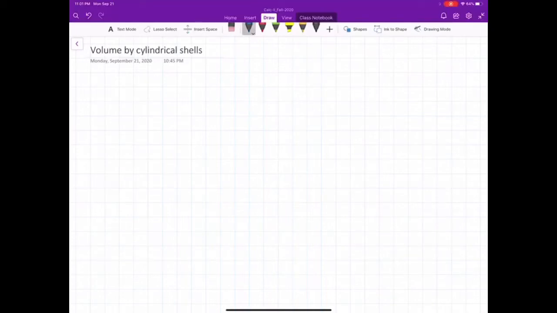Hello all. Today we are going to learn volume by cylindrical shells. In the previous two classes, we learned volume by revolution, which had two parts. The first part was the washer method, and then the disk method. Now this is the third method that you could use to compute volumes. This method is called volume by cylindrical shells.